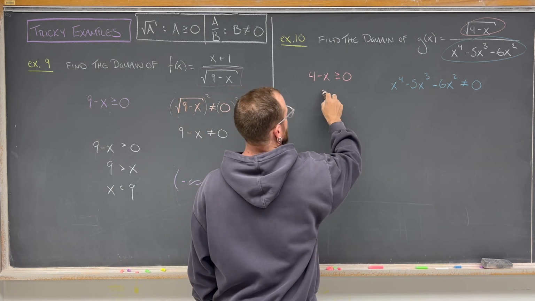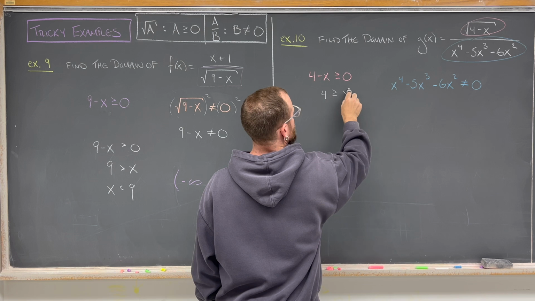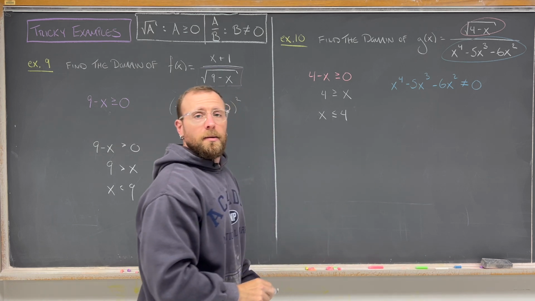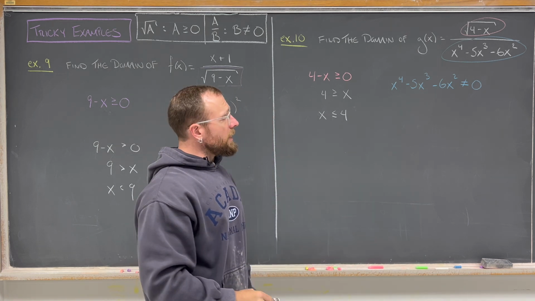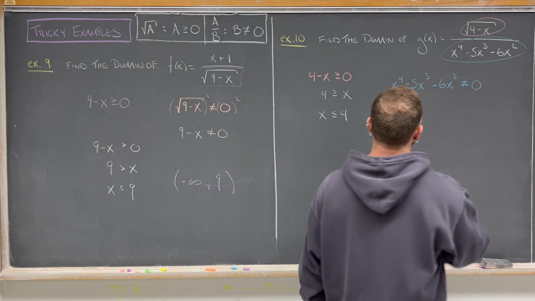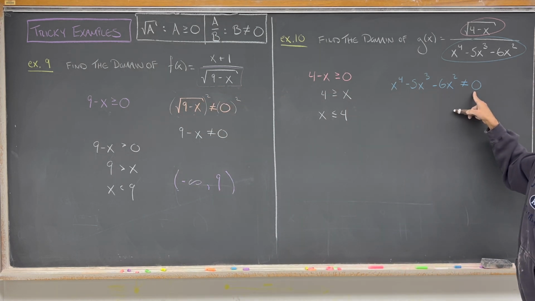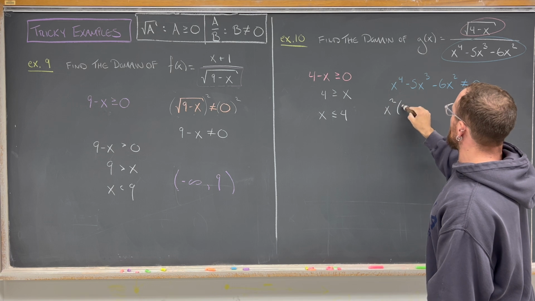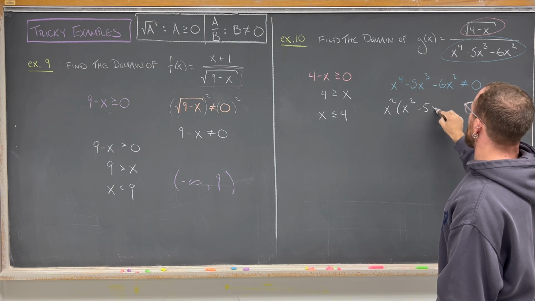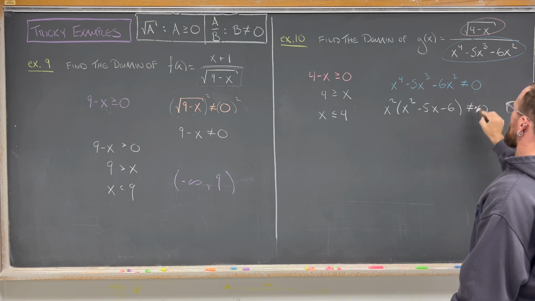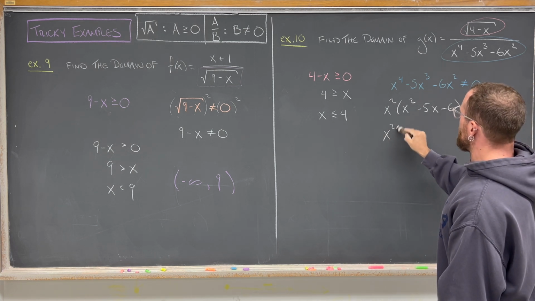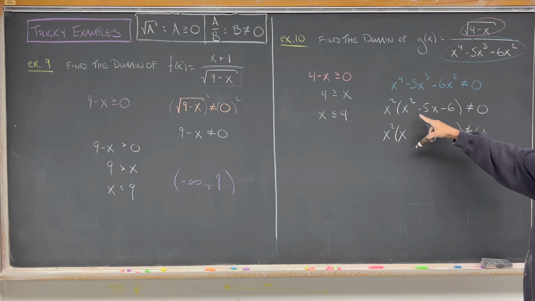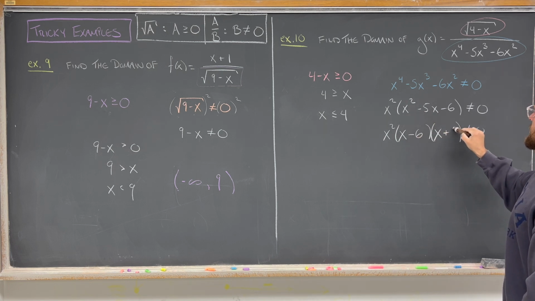This one's not very hard. If I add x to both sides, I see that 4 is greater than or equal to x, or in other words, x is less than or equal to 4. Okay, so 4 is the largest number in the domain, for sure. What else do I know? Well, I know that this is not equal to 0. And to help me see what this is telling me about x, it might help to factor. I can pull out an x squared. I'd be left with x squared minus 5x minus 6. And I can factor a little bit further. I can factor this quadratic into, let's see, I think x minus 6 times x plus 1.